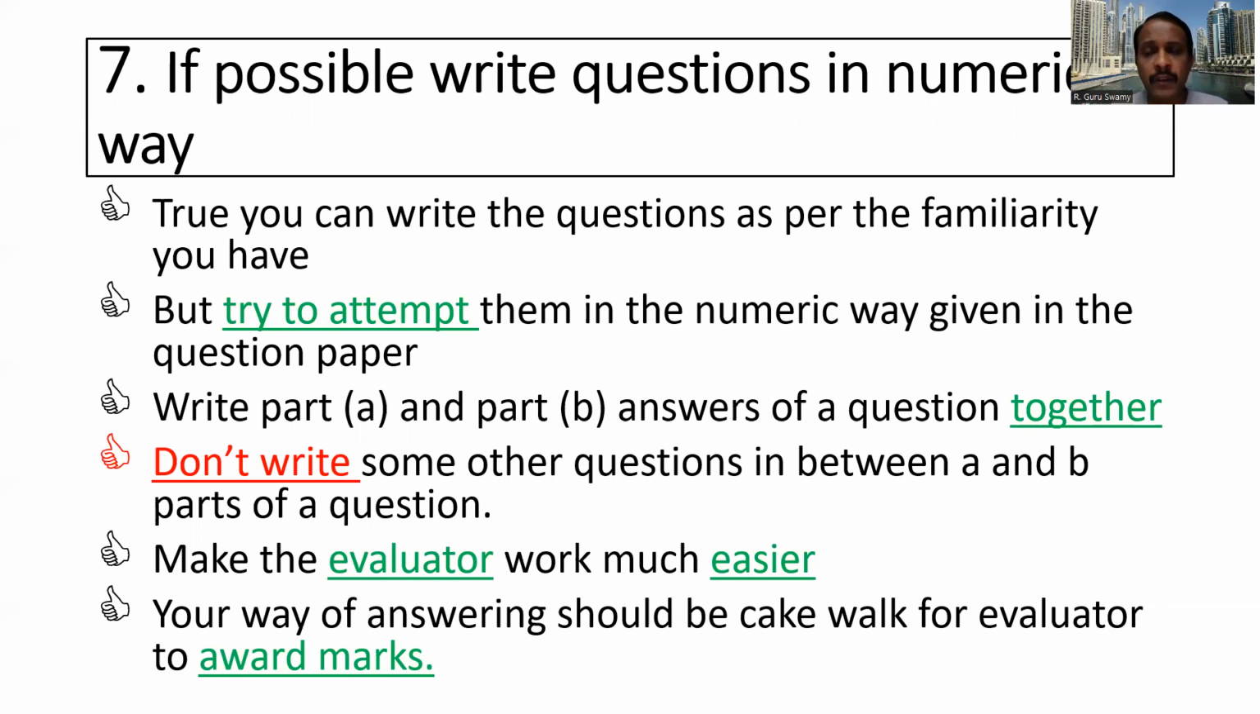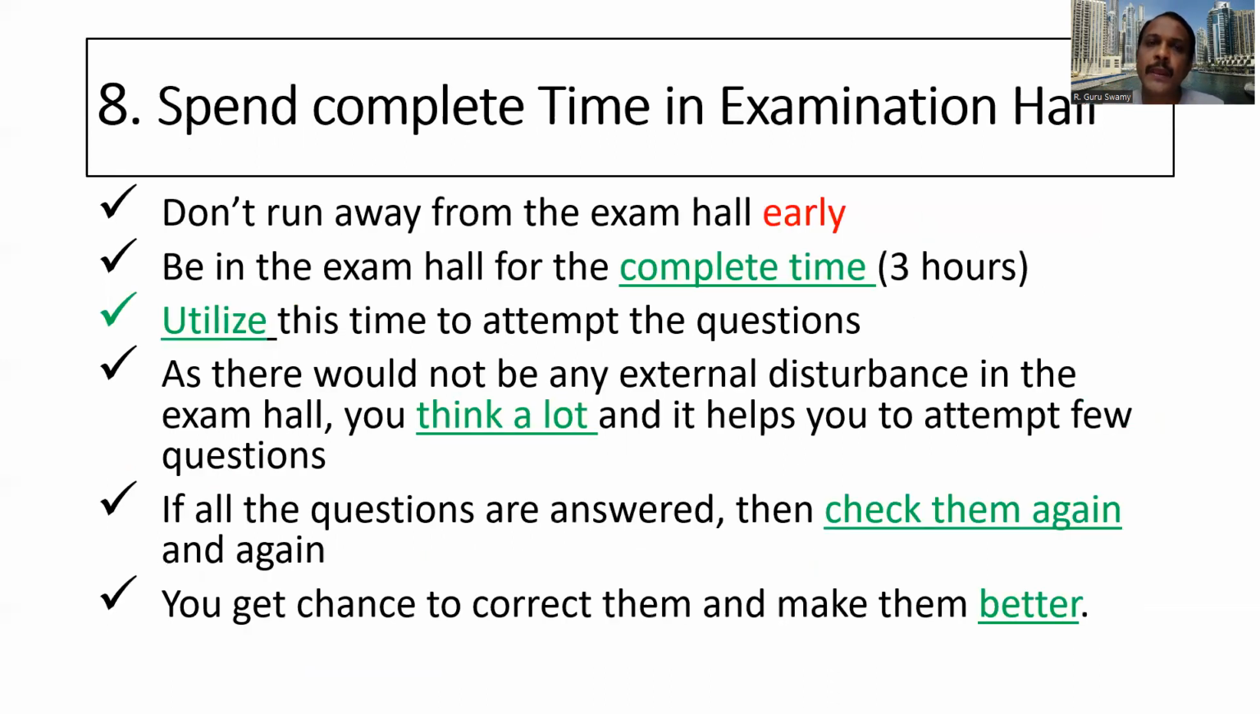If you do all these kinds of things, fourth question A and B completed, he awards the marks, and you'll be confident. It would be easy work for him to award the marks instead of getting confused and not giving the marks for you. That kind of complexity you try to avoid. That's the reason I always suggest the students to attempt the questions in a numerical way.